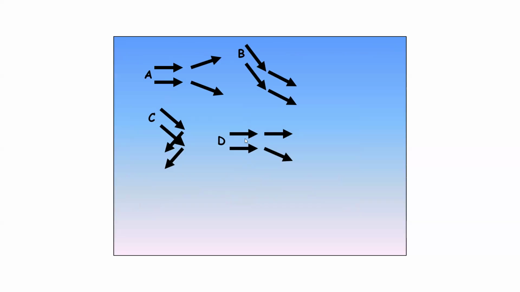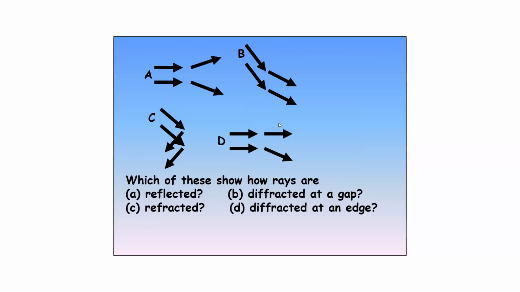What is A representing? Which of the following shows how the rays are? Is it reflected, diffracted at a gap, diffracted at an edge, or refracted? So what is A representing? A is diffracted through a gap.